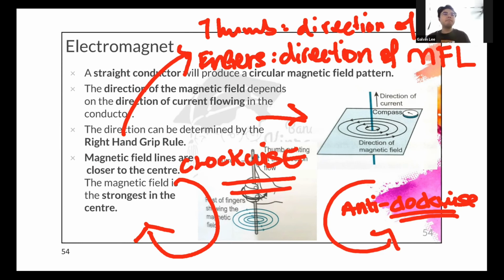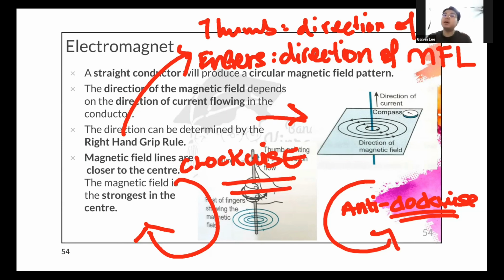Now, after that, let's look at the magnetic field lines. Can you see something very special? The magnetic field lines are getting closer and closer to each other in the center. Why is it so? Because the magnetic field lines are stronger in the center, because they are closer to the conductor. It is the same idea as the magnet.